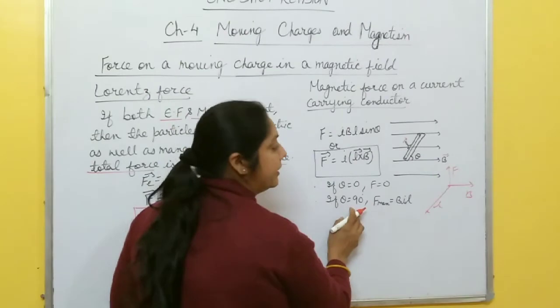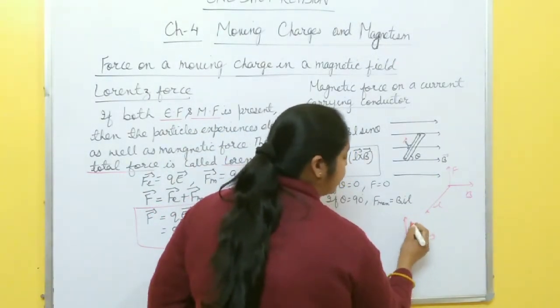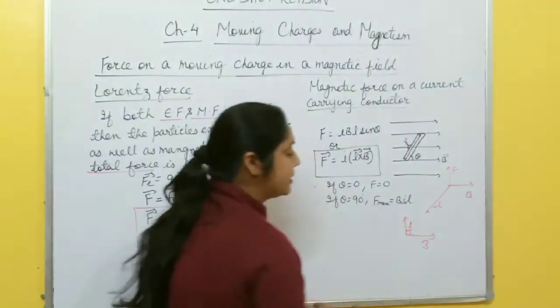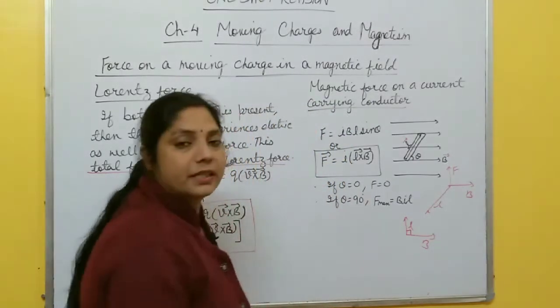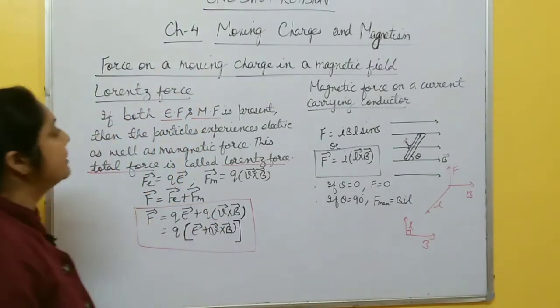If theta is 90 degrees, it means B is in one direction and L is in another direction. If the angle between B and L is 90 degrees, then it experiences maximum magnetic force, right? So you must remember these things.